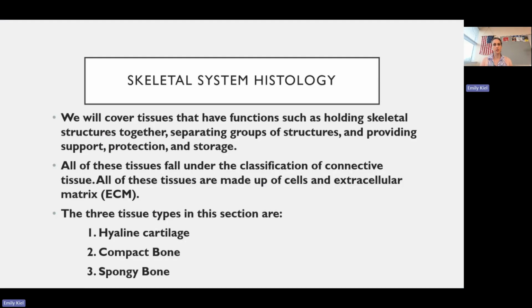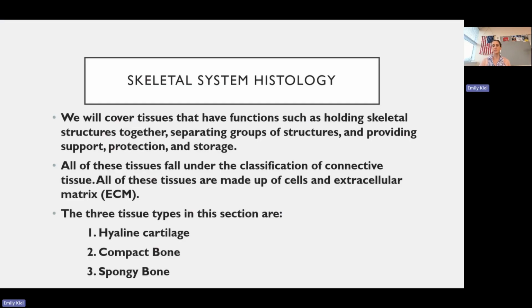So let's get started. We're talking about the skeletal system. In this unit, we're going to cover tissues that have functions like holding skeletal structures together, things that separate groups of structures, things that provide support, protection, and storage. So there's our functions, and all of these tissues fall under the connective tissue category.